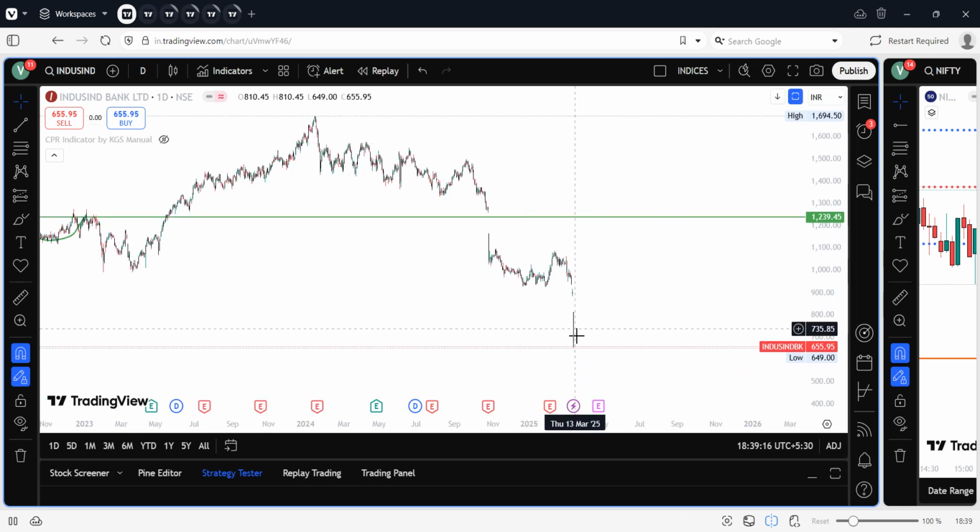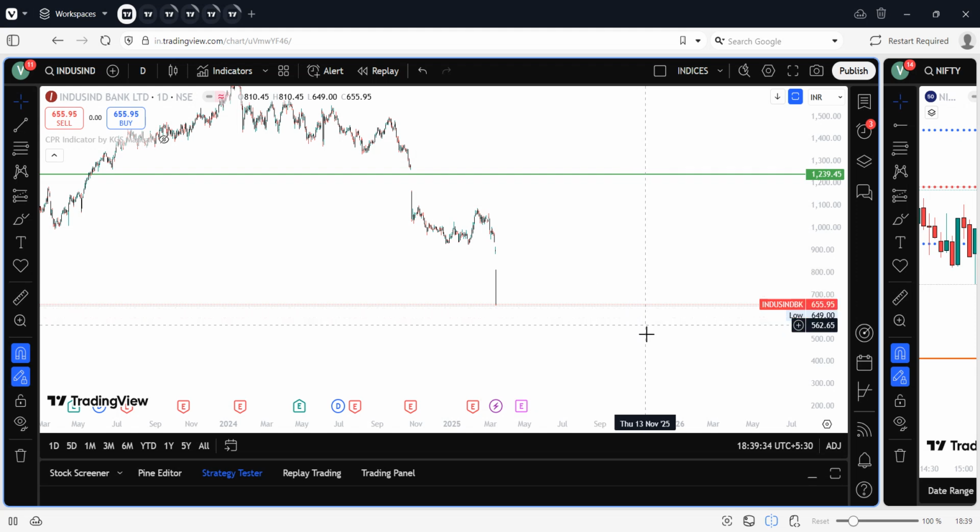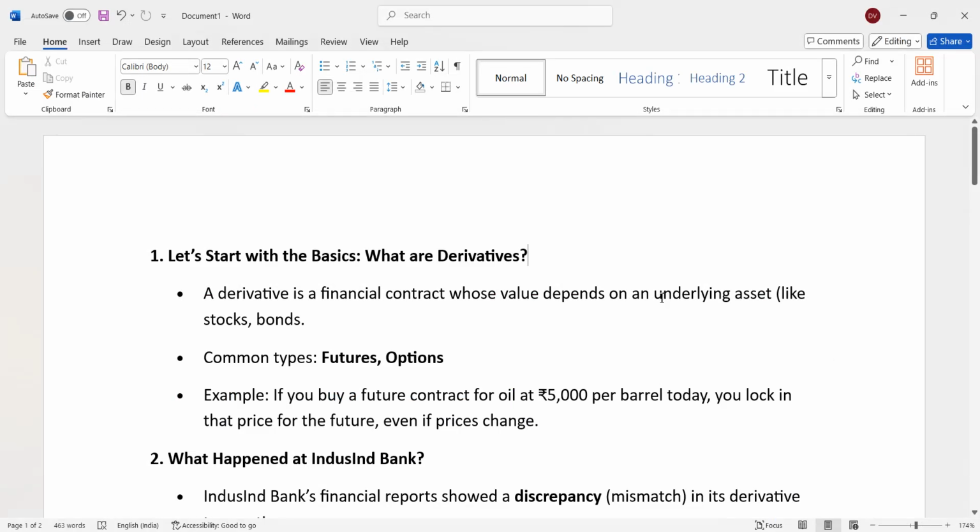You can see this is the big fall that has happened on this particular day. The price is at 655. Earlier the price went near 1694, that is an average of 1700 rupees. From 1700 rupees, now it is around 650 rupees. What is the reason behind this? Now let's get into the video and learn about this kind of thing.